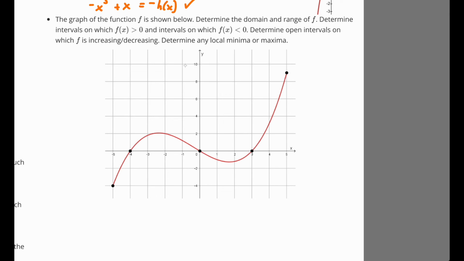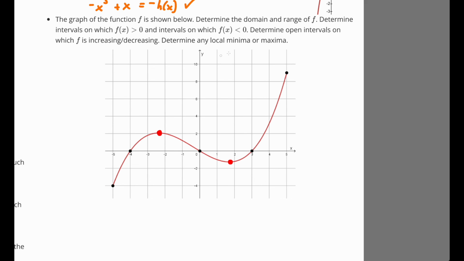Determine open intervals on which f is increasing and decreasing. Determine any local mins and maxes. What I recommend doing for this is always just finding the local mins and maxes first, because that's actually the cutoff from where it goes from increasing to decreasing or decreasing to increasing. What I mean by that is you'll notice it's increasing all the way up to here, and there's your local max, and then it decreases all the way down to the local min, and then it increases again. So those are the critical points where you're going to see the differences between the increasing and decreasing. So I always recommend finding those local mins and maxes first.